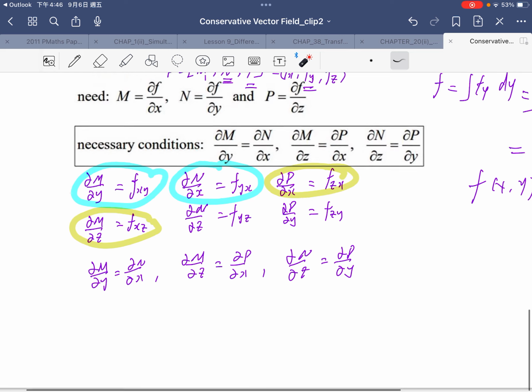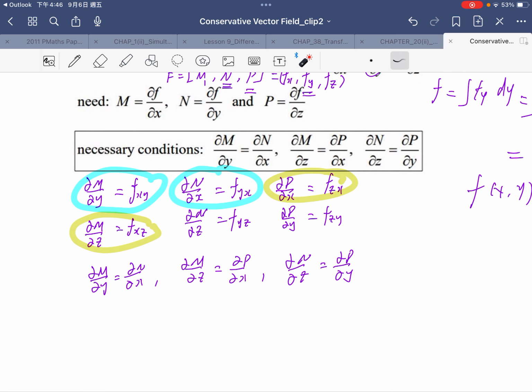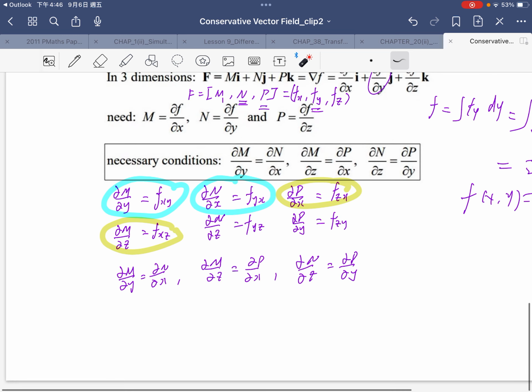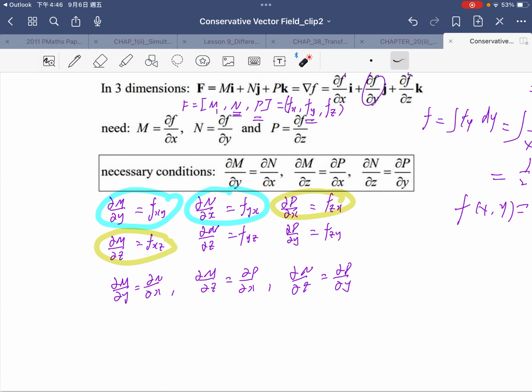Okay, and next time I will demonstrate an example in the 3D case, and try to find the potential function in the 3D case.